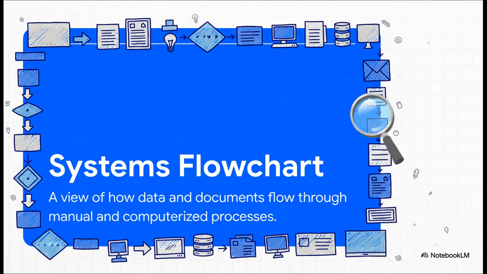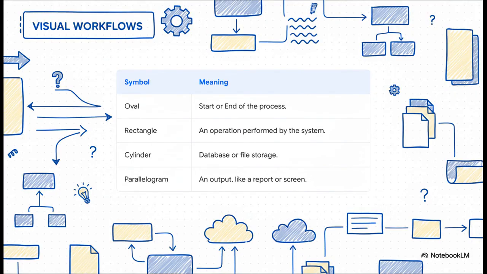If a DFD is a map of the rivers and a document flowchart is a map of the roads, then the system's flowchart is the full satellite view showing how the rivers, roads, and cities all connect. It maps the entire sequence of operations, from someone typing something in to a computer processing it to a final report being printed. The symbols here tell the full story.